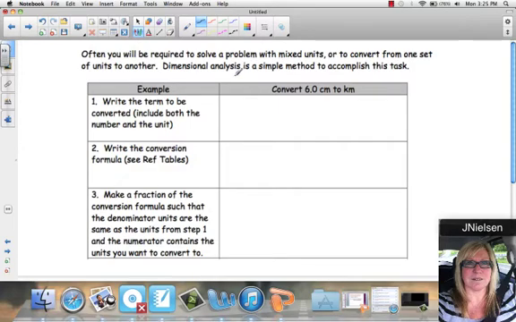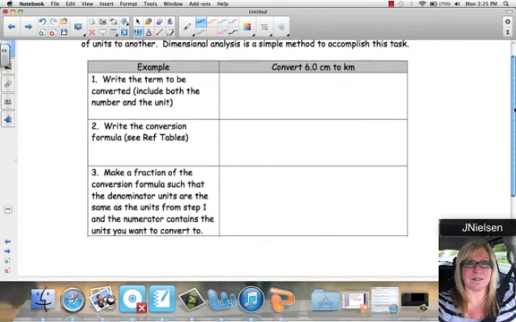So dimensional analysis is just a fancy term to convert from one unit to another using conversion factors. Remember I told you 12 inches is a foot, 2.54 centimeters is an inch, those kinds of things. We will use conversion factors to convert from one unit to another. I'm going to go through this in sequential steps, but it's really one long step.